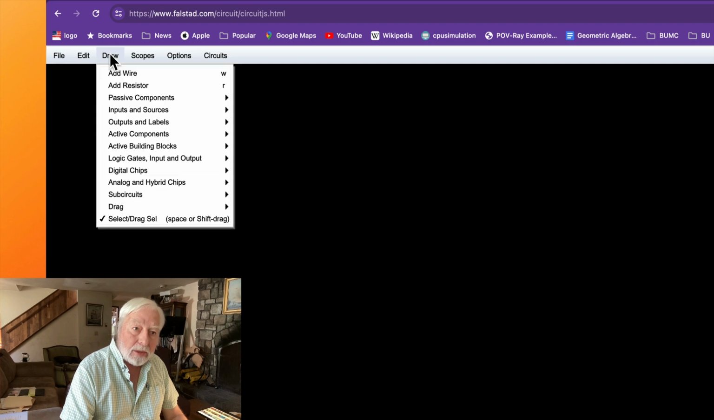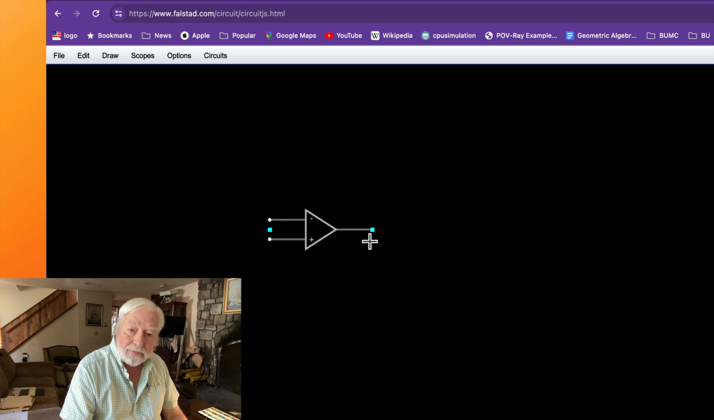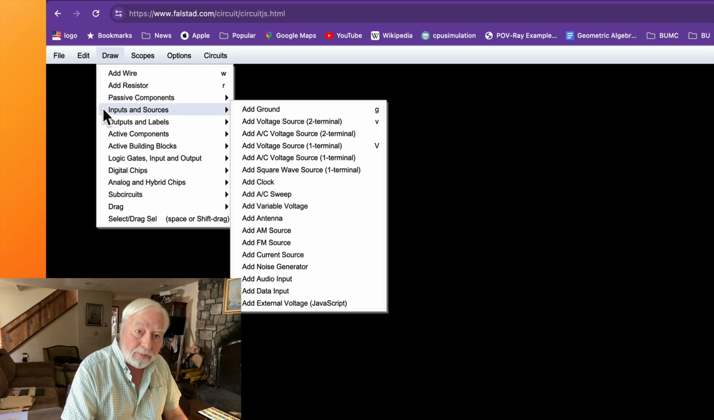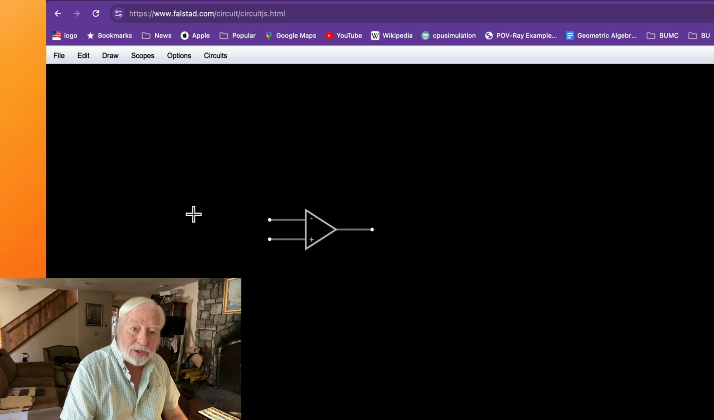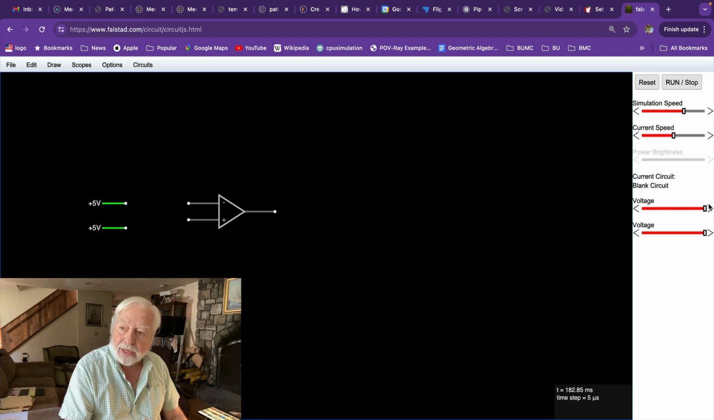Now let's take a look at Paul Falstad's most excellent circuit simulator applet. So let's draw active building block op-amp, ideal, and here we have an op-amp. Let's provide it with a couple of inputs and sources, add variable voltage, and here's a variable voltage, and here's another variable voltage. As we create these voltages, you'll see over here on the right, there are sliders that adjust the actual magnitude of the voltage.